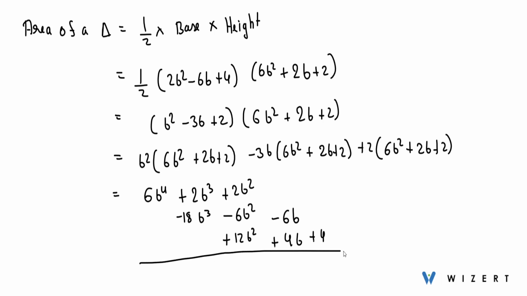Now let's add this all up together. So 6b raised to the power 4 will remain as it is. Then we have 2b cube minus 18b cube, which is minus of 16b cube. Then 2b square plus 12b square is 14b square. 14b square minus 6b square is 8b square. And then 4b minus 6b will become minus of 2b, and finally we have plus 4.